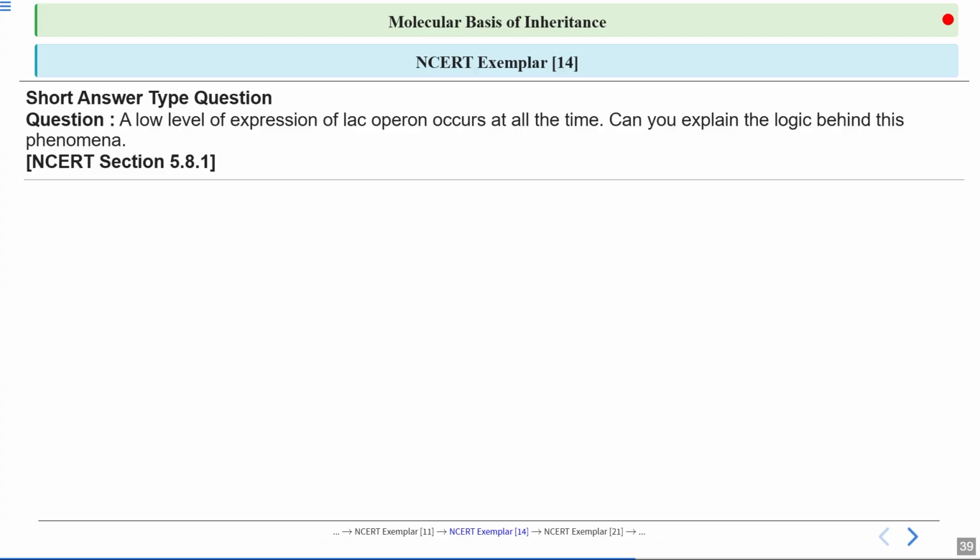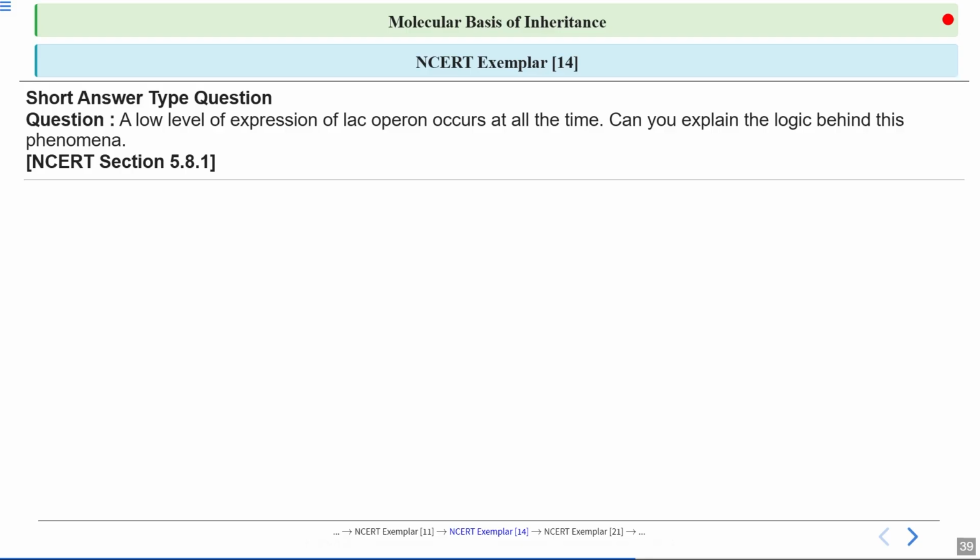Okay, clear? And one more thing, this lac operon consists of a structural gene which codes for permease. So permease is required for what? Permease is coded by the lacY gene. And this permease helps in the transport of lactose into the cell when lactose is available.